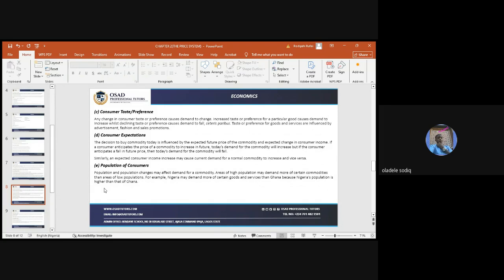Then we have consumer expectations. The decision to buy a commodity today is influenced by the expected future price of the commodity and the expected change in consumer income. If Clifford decides to buy 2 bags of rice, okay, Clifford is not a Muslim. Let's say Clifford is a Muslim now. Let's assume he is a Muslim, and Ramadan, people that want to fast, their fast will start next month. Maybe Clifford now has money as a big man. Clifford now says he wants to load 10 bags of rice in his house.